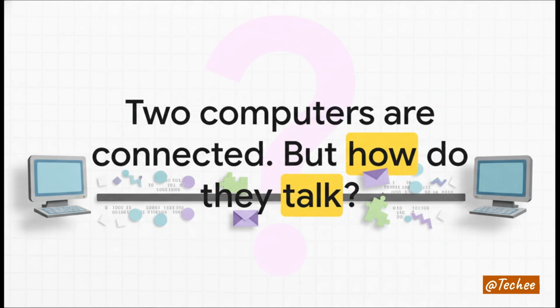Okay, so picture this. You've got two computers connected with a cable. That's the physical layer, layer one. But all that gives you is a raw, messy stream of ones and zeros. So how do these machines turn what's basically electrical noise into an actual, meaningful conversation? Well, that's the big puzzle we're going to solve today.